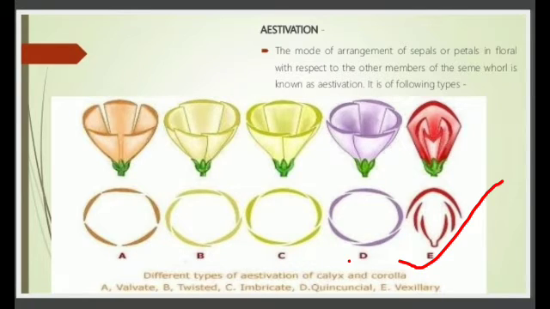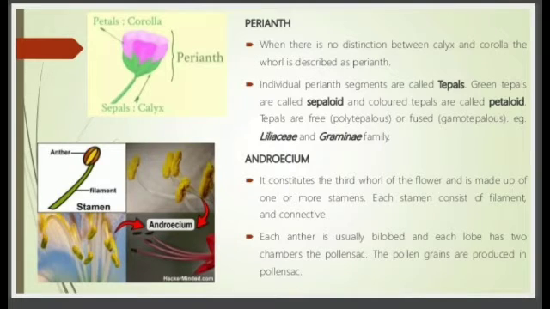Vexillary estivation is mainly present in family Papilionaceae. In this, the corolla, you can see with the help of an example also, is in a twisted form. Okay, the standard petal is completely outside, two are completely inside, and the others are twisted.